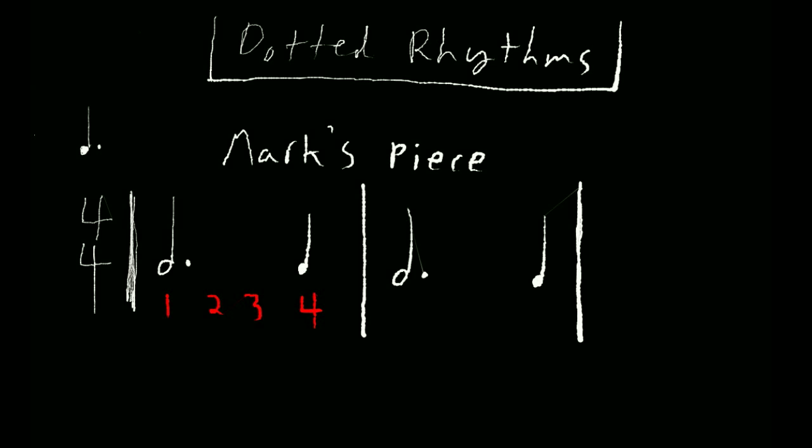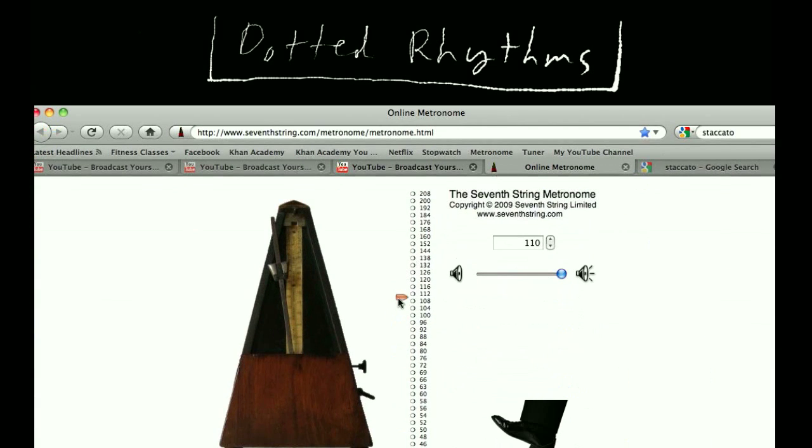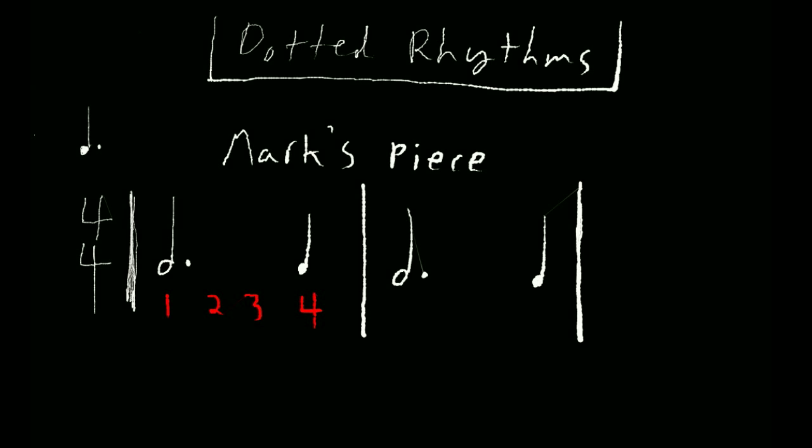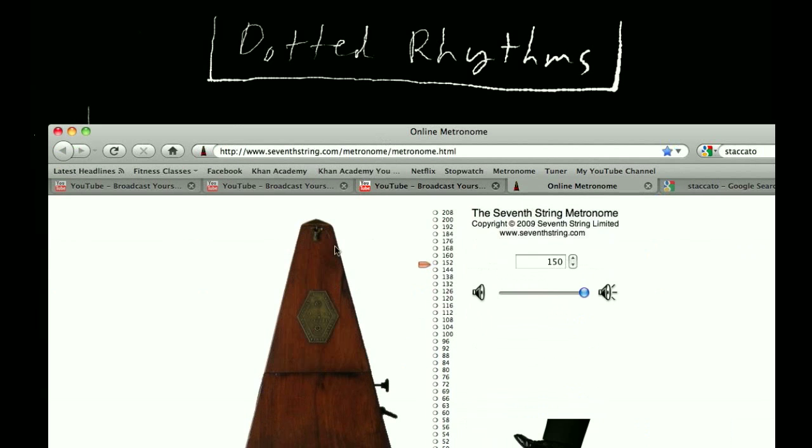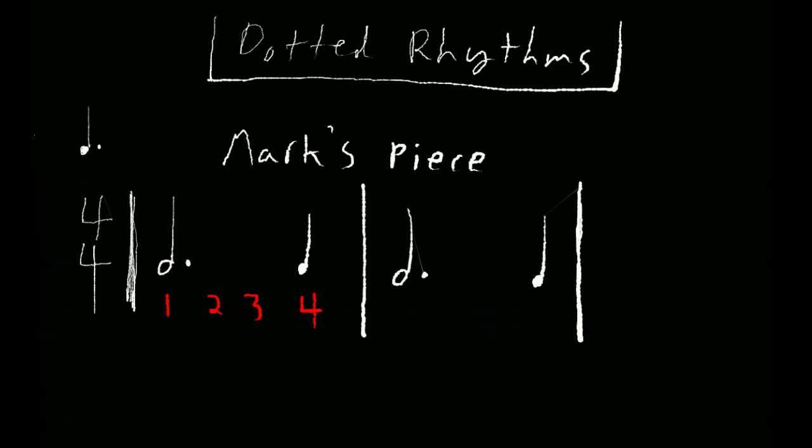Okay? Let me actually speed this up. I think this might become more obvious if I crank the metronome a bit. Okay, there we go. 1, 2, 3, 4. 1, 2, 3. Ba, bum, ba, bum, ba, bum, ba, bum. Okay? So that's kind of what I know.